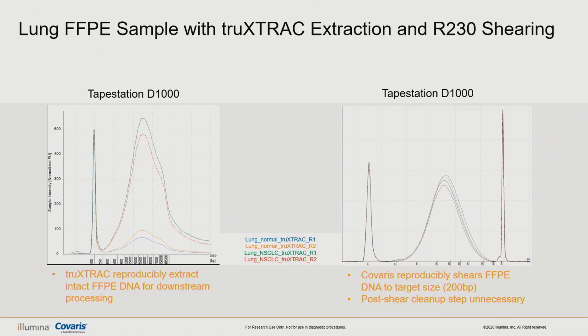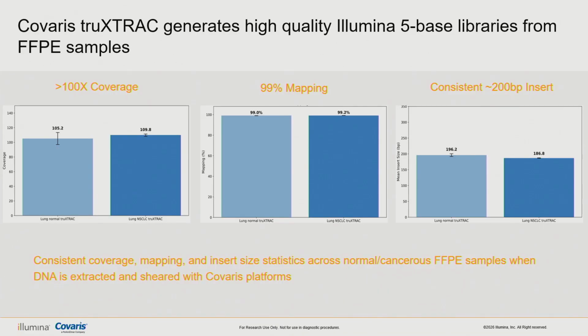preparation. And to sequence this, again, we show that the quality metrics are very equivalent here. So for both the lung cancer tissue and the normal tissue, we show consistency for the coverage, the mapping, but also the insert size around 200 base pairs.